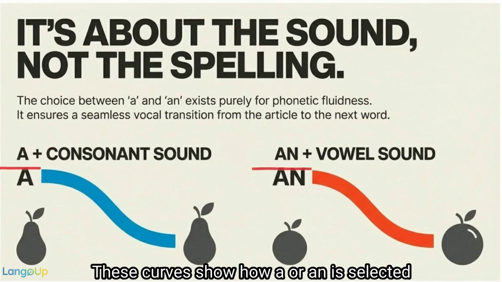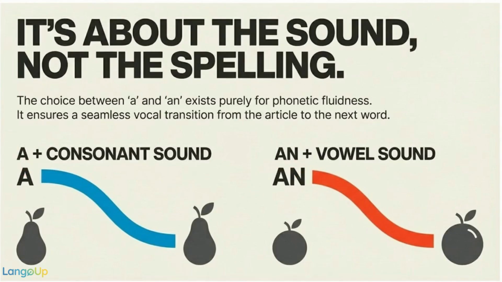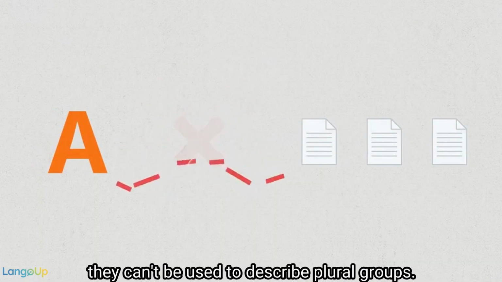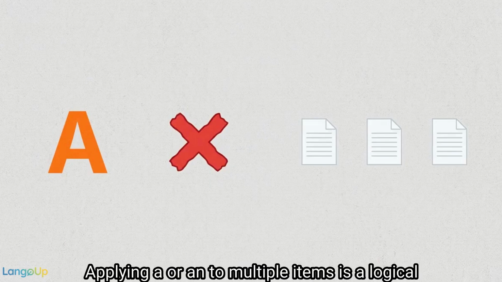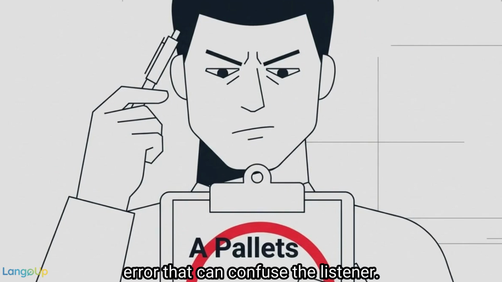These curves show how a or an is selected to create a smooth vocal transition from the article to the next word. Because these markers strictly mean one, they can't be used to describe plural groups. Applying a or an to multiple items is a logical error that can confuse the listener.